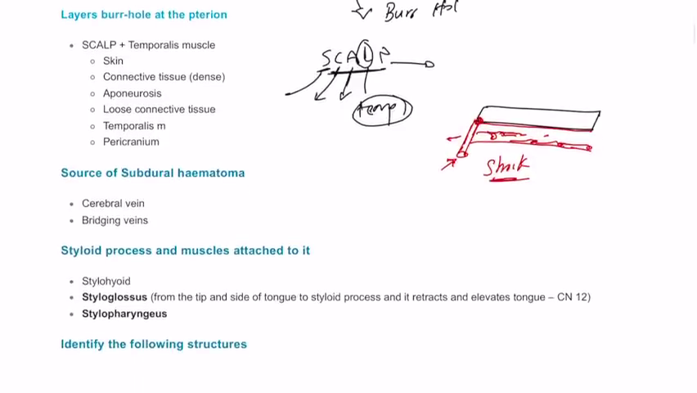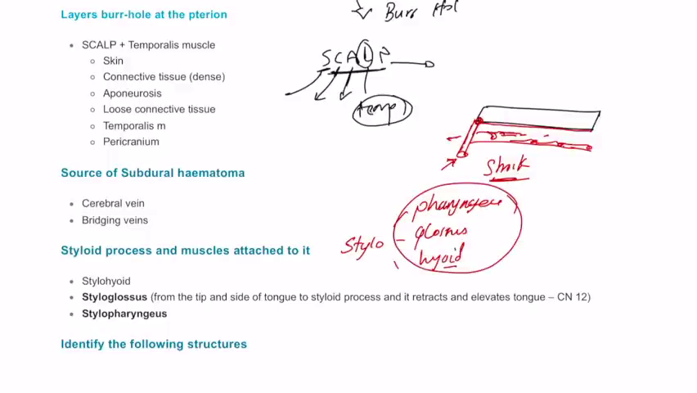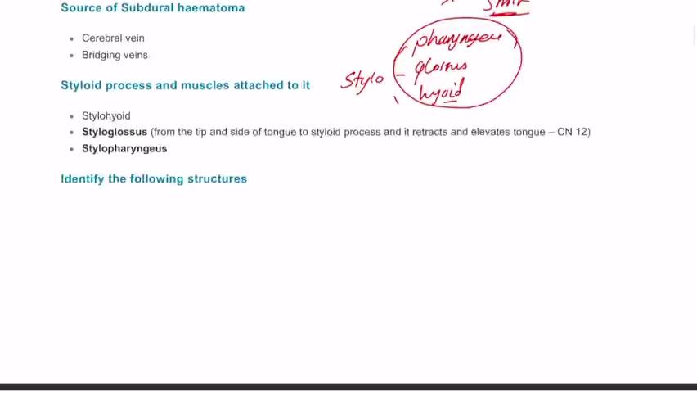The styloid process has muscles attached to it, so it all starts with "stylo." To the pharynx, the stylopharyngeus muscle; to the tongue, the styloglossus muscle; and to the hyoid bone, the stylohyoid muscle. So you have three muscles attached to the styloid process.